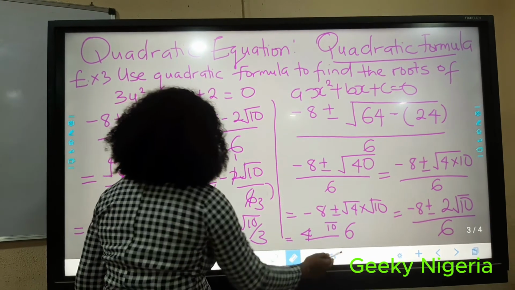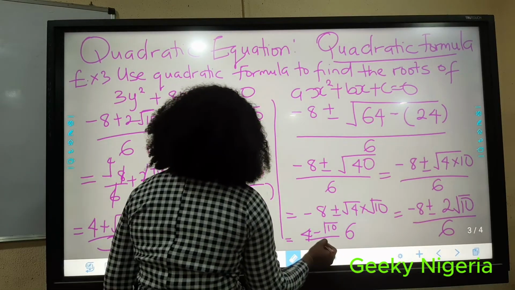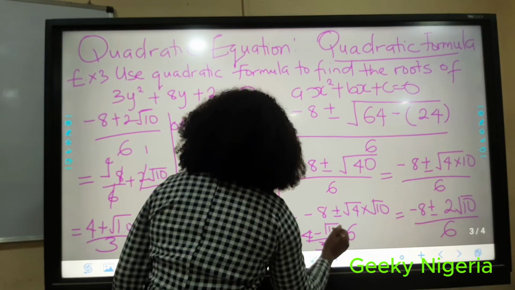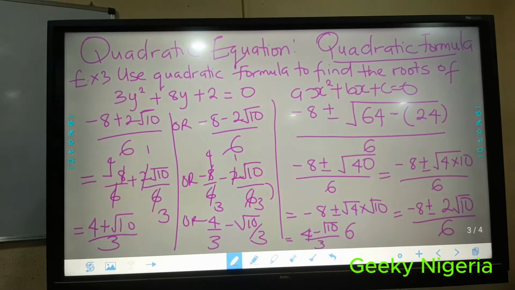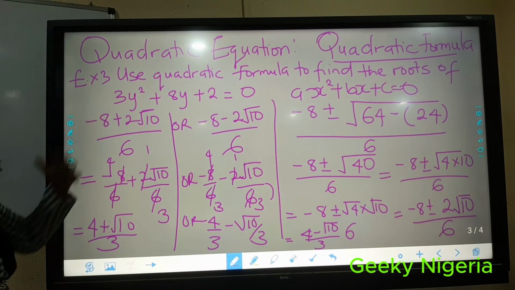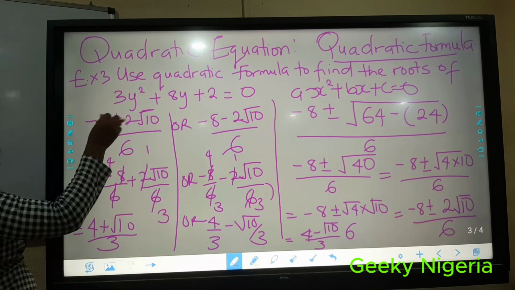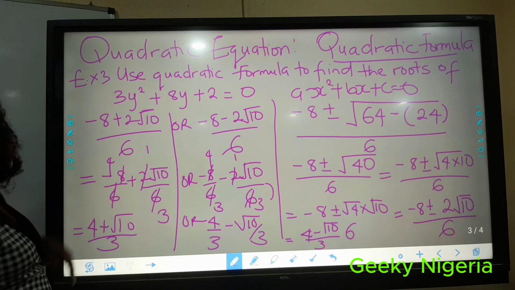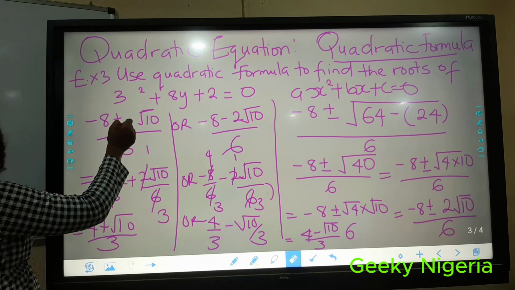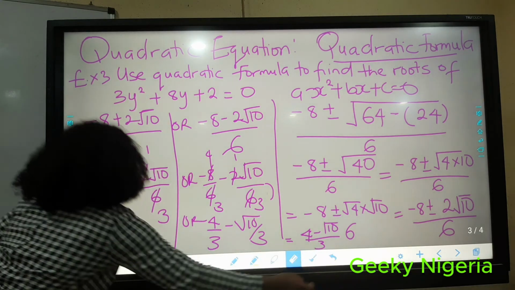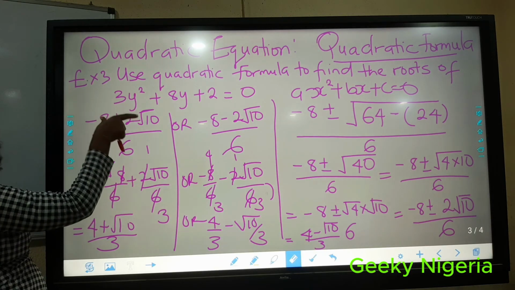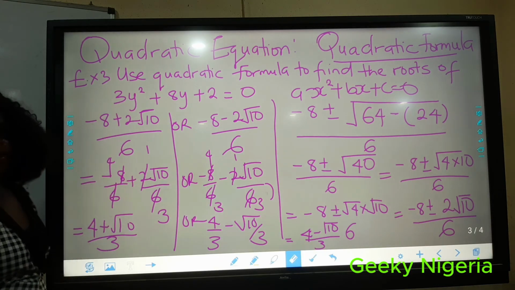4 minus 10 all over 3, that's what you get as your final answer. So also from here, you can cancel. If you're not someone that gets confused about cancellation, if 2 can go into all of it, if you cancel from here, 2 goes here, 3, here 4, and you still arrive at the same answers.